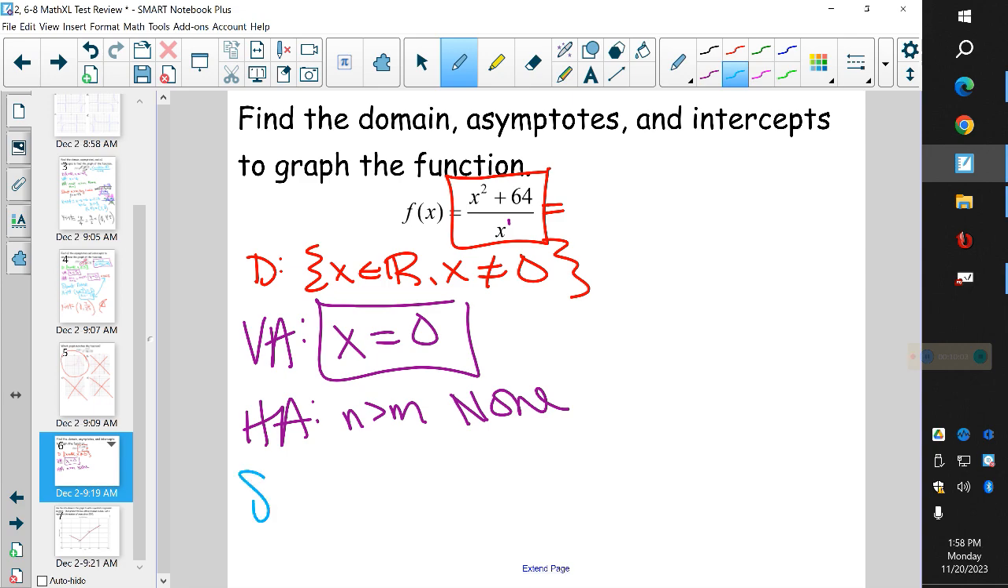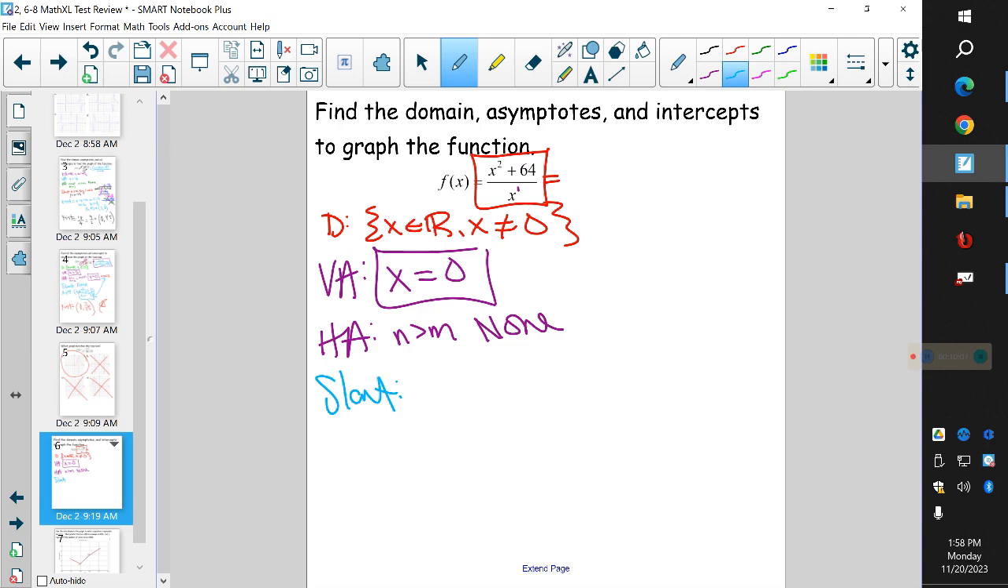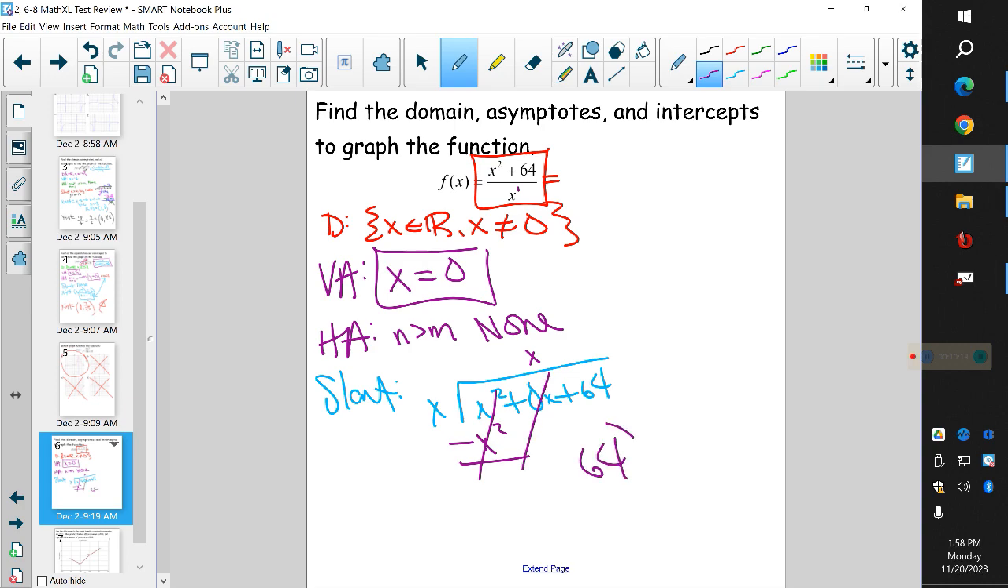Now my slant, I'm going to find this exactly the way we did it last time. That means I'm going to have x on the outside and x squared plus 0x plus 64 on the inside. I'm going to multiply by x to get an x squared. I'm changing that sign, that goes away. And I'm left with 64 as the remainder. So therefore, I simply have a slant asymptote of y equals x.